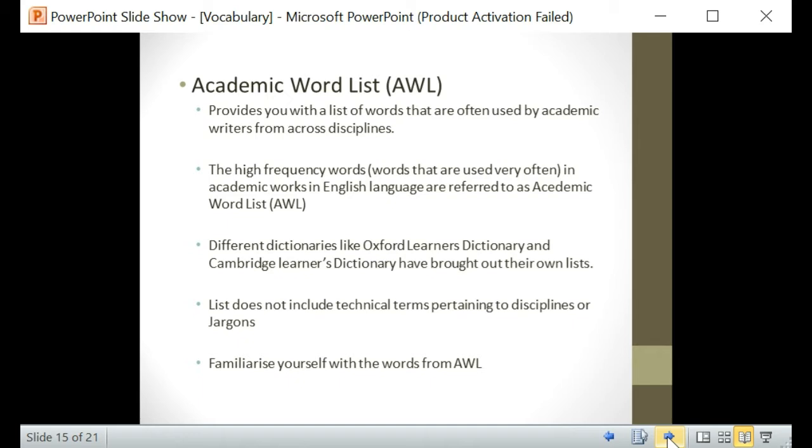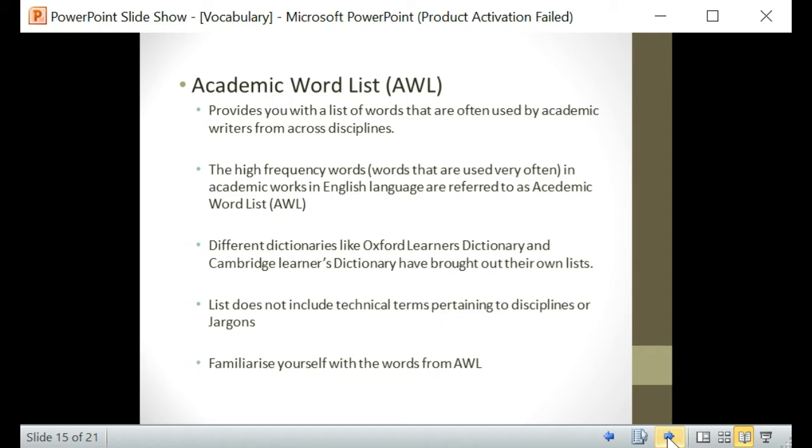In whichever discipline you are, these words are made use of. Like if you are writing a thesis or an academic paper in science or commerce or finance or English or art, whichever the discipline be, these words are to be used. So these are common words that do not pertain to a particular discipline, and companies or dictionaries collect such words to give students or writers a better perspective on academic words.